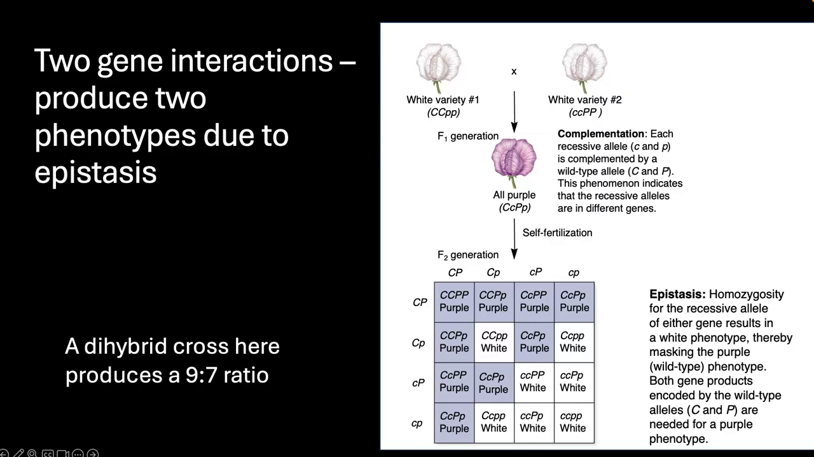However, in this epistatic interaction, we get a modified ratio for a dihybrid cross. Since a wild type allele for both genes is required to get a purple flower and any other combination yields a white flower, our ratio for this dihybrid cross is 9 purple to 7 white flowers. We will often look at these modified dihybrid ratios to ascertain the type of gene interaction in a particular cross.